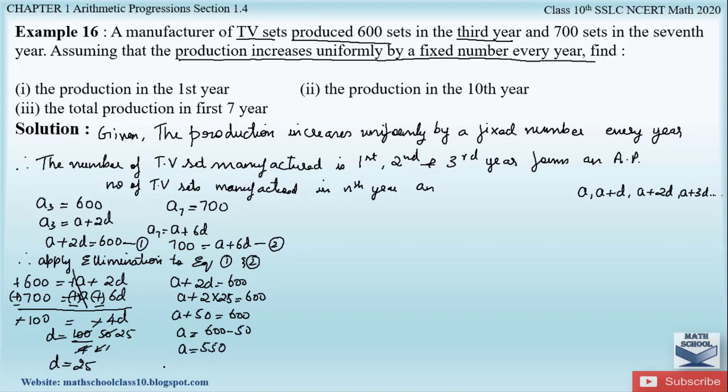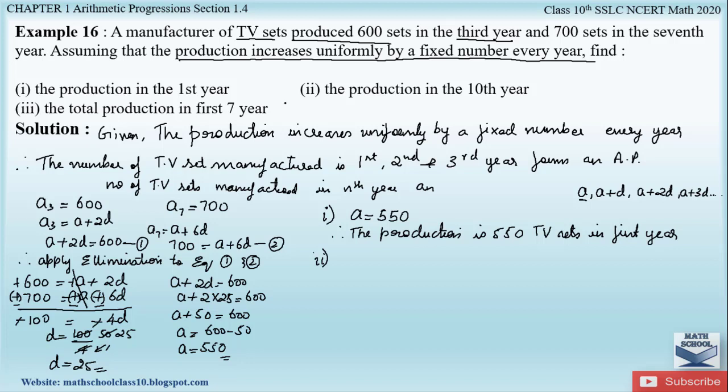Okay, so we got a D value as 25 and A value as 550. So coming to the first part of the question, to find out the production in the first year means we have to find out the first term of the AP, that is A. So we found out the A value, the production in the first year. Therefore, let us write down the production is 550 TV sets in the first year.